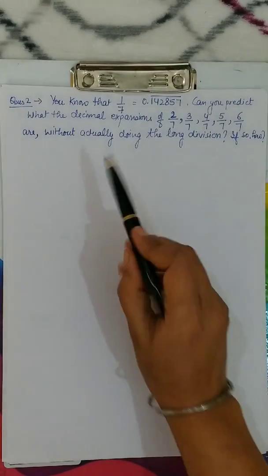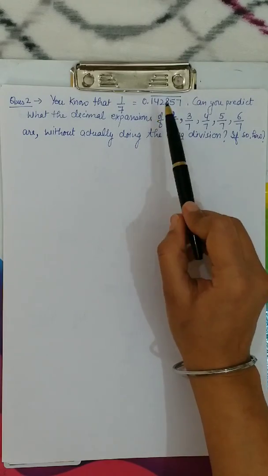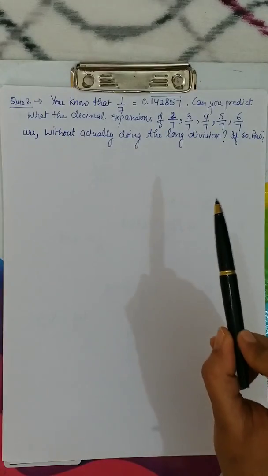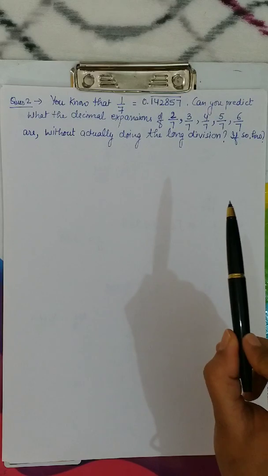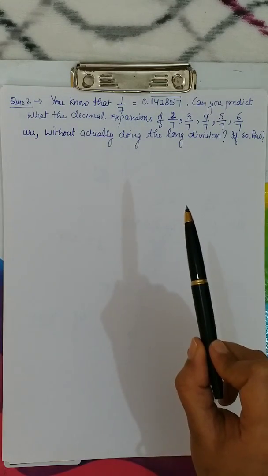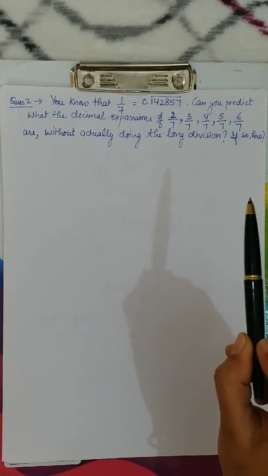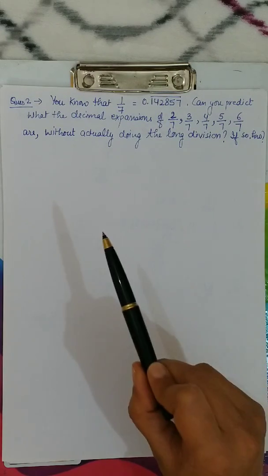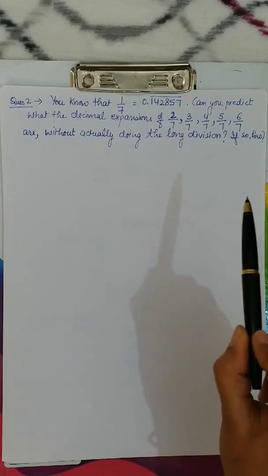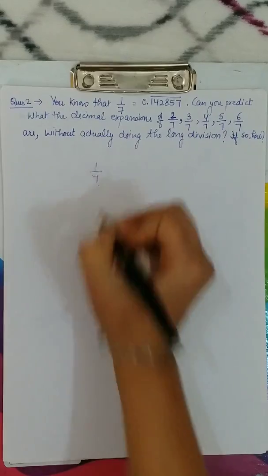We have, as you know, that 1 by 7, the decimal expansion is 0.142857 bar. Can you predict what the decimal expansions of 2 by 7, 3 by 7, 4 by 7, 5 by 7, 6 by 7 are without actually doing the long division? As it is given that, now see the solution.